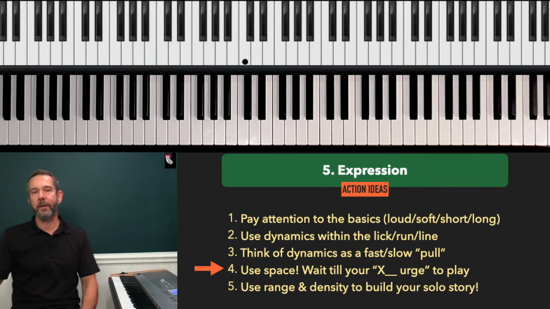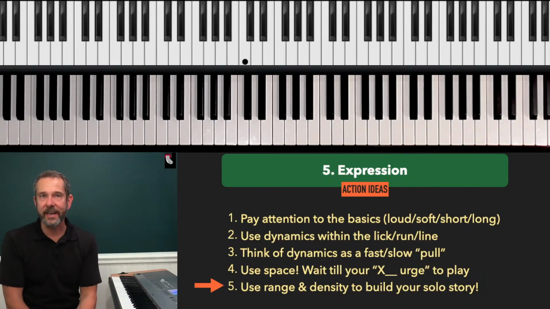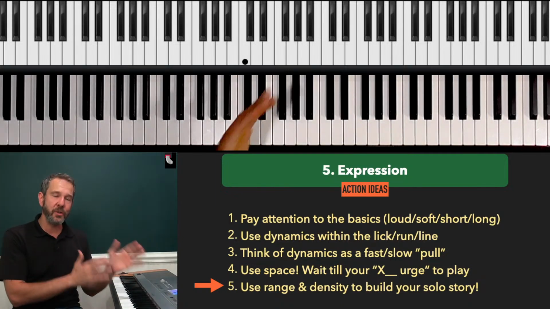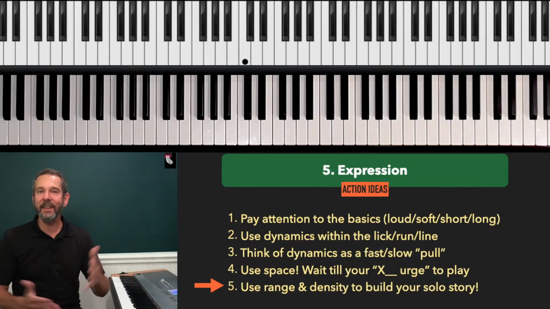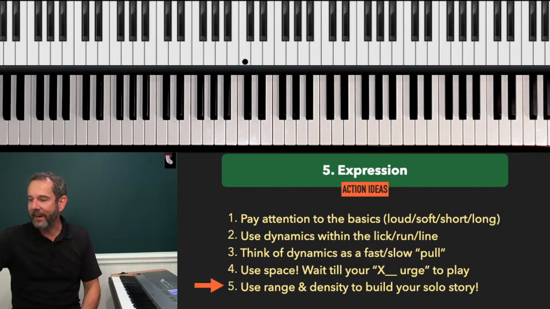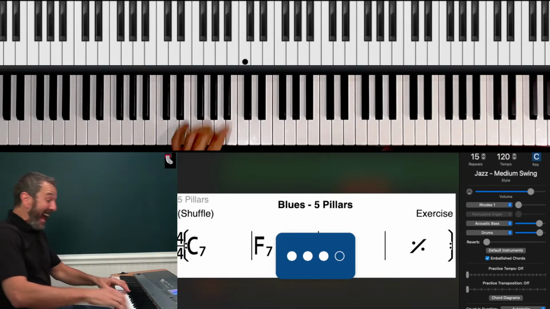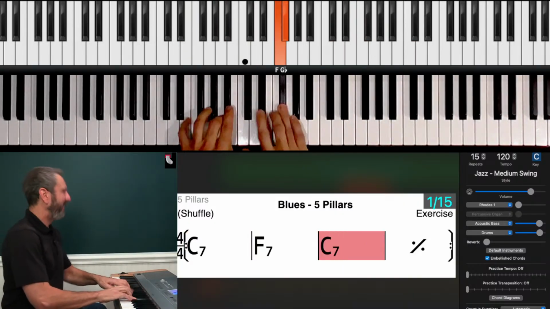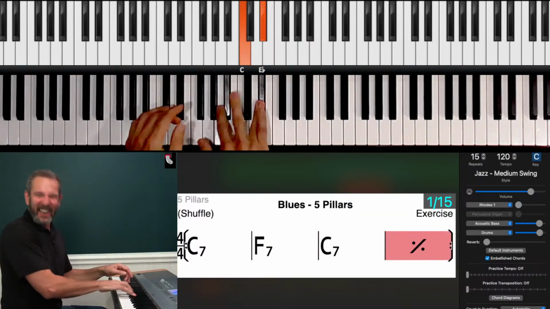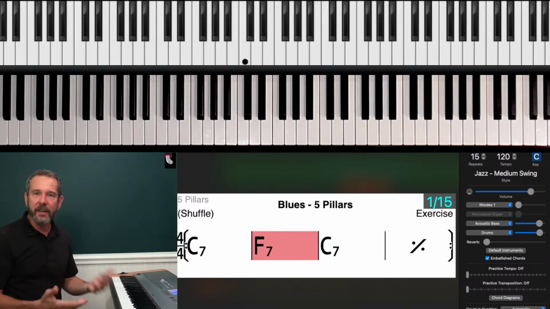Right? And again, we'll talk about this more in the class. And then finally, use range and density to build your solo. All right? And I say solo story because your solo should be a story. It should be telling something. If you're just out there and all you want to do is this, yeah! Right? Way too much, right? Instead, you want to tell a story.